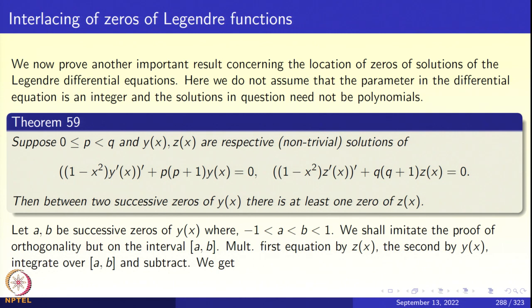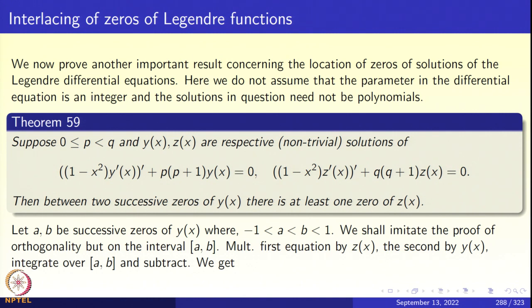Now let us prove an important theorem concerning the interlacing of the zeros of the Legendre functions. And this is a very important result. Now you must compare it with the following result. Suppose I take y double prime plus y equal to 0. You know the solutions are sine x and cos x. The zeros of the sine function and the zeros of the cosine function interlace. Between two zeros of sine x, there's a zero of cos x and vice versa. So this result is of a similar character, a similar genre, if you like.